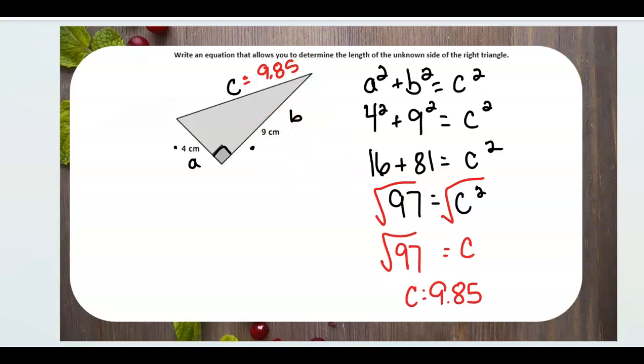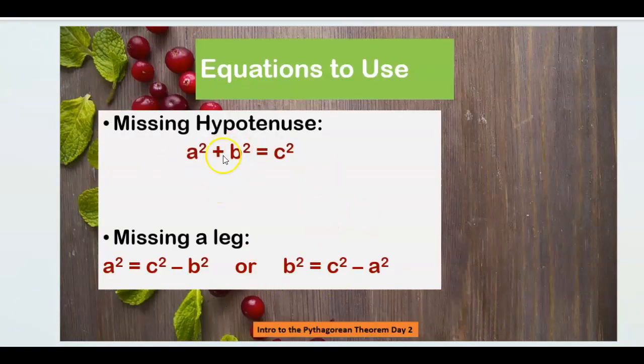Now, I do want to show you something else. When you're missing the hypotenuse, you're going to use your regular Pythagorean theorem. When you are missing either leg, you're going to change around your equation a little bit so that it looks like this, so that your A will be all by itself on one side when you're missing A as a leg, or that your B will be all by itself on one side of the equal sign when you're missing side B. So let me show you an example of that.